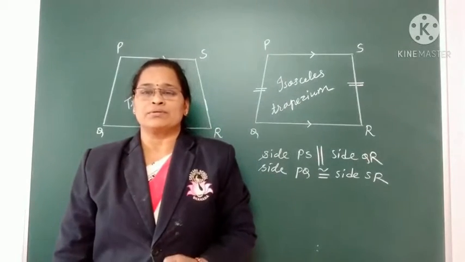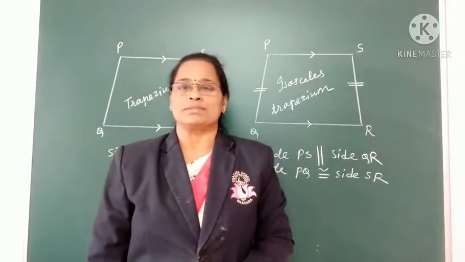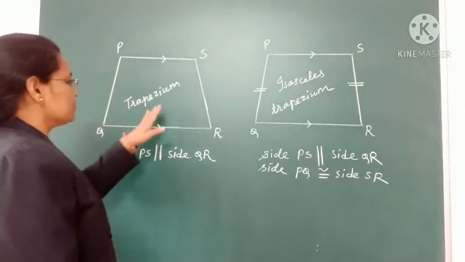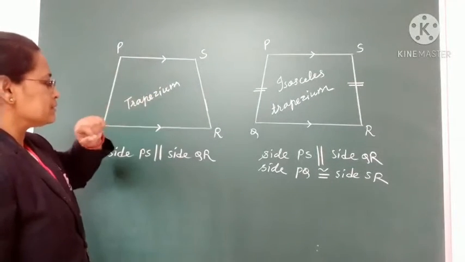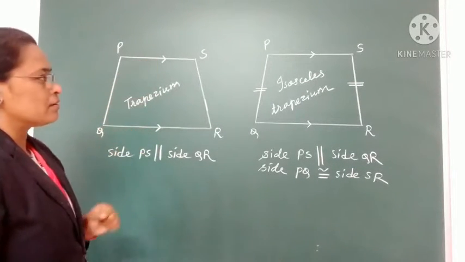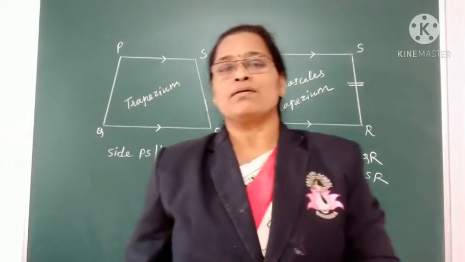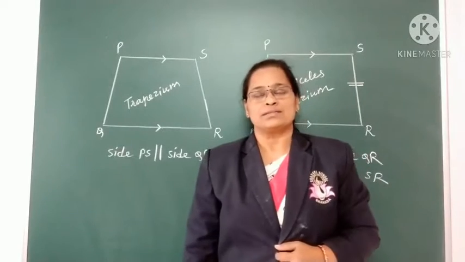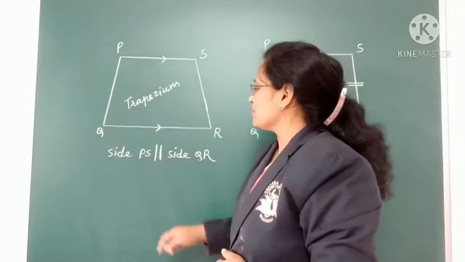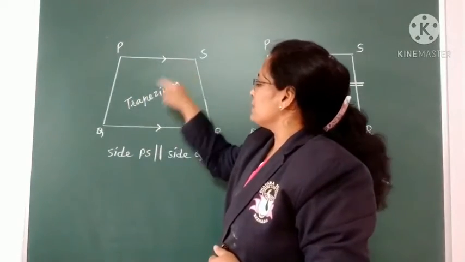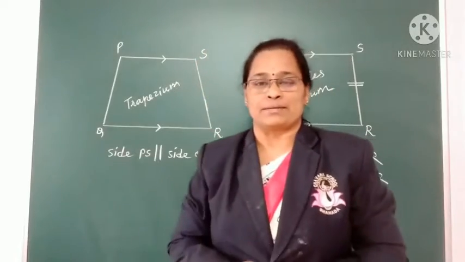Okay. Let's learn about another type of quadrilateral, that is the trapezium. Already you have learned about the trapezium. What is the trapezium? We are aware of its shape. Here, out of 4 sides, one pair of opposite sides is parallel. So the quadrilateral in which only one pair of opposite sides is parallel is called a trapezium. Here in this quadrilateral PQRS, it's a trapezium because side PS is parallel to side QR. Note here, side PQ is not parallel to side SR.